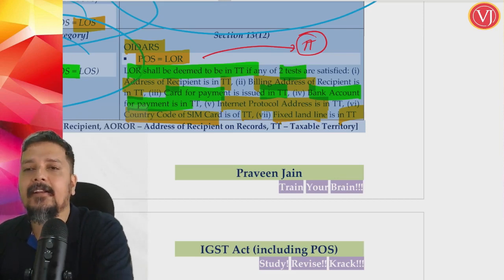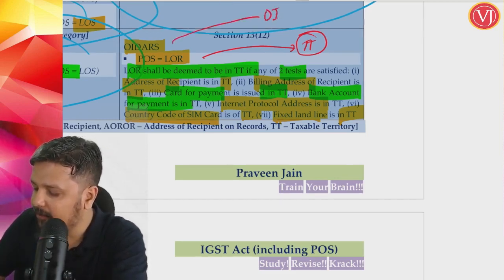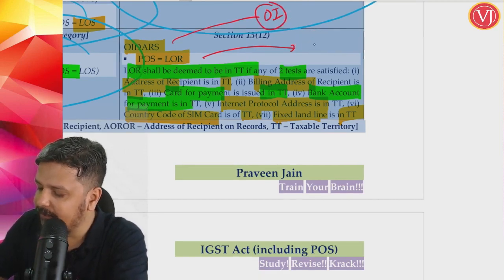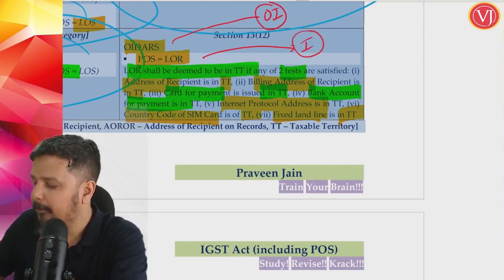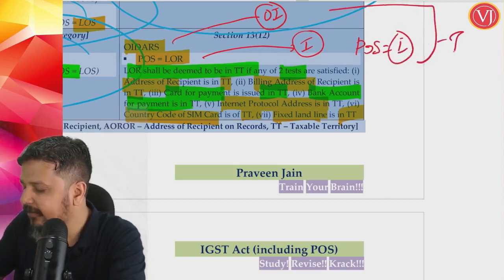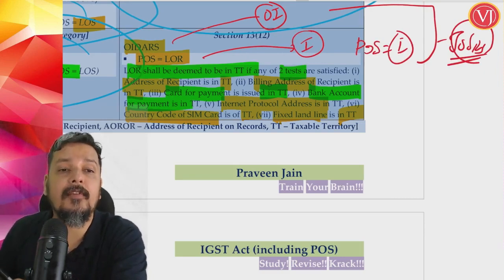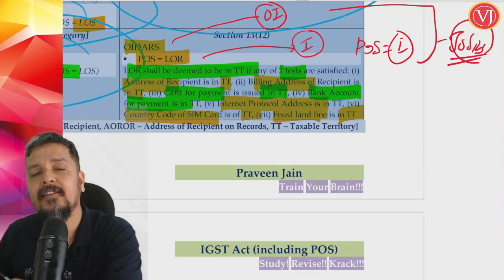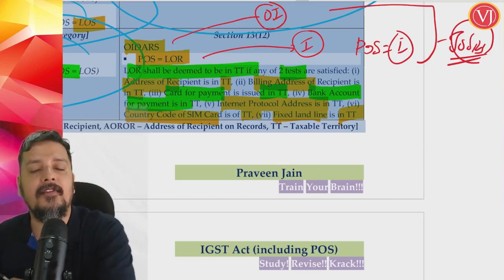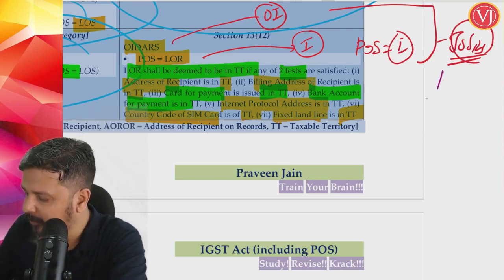Now, why do they tell it? If OIDR supplier is outside India and if recipient is in India, place of supply is also in India, it will be treated as import of services. And mind you, in this case of import of services, normally it is RCM, but in this case it will be FCM.